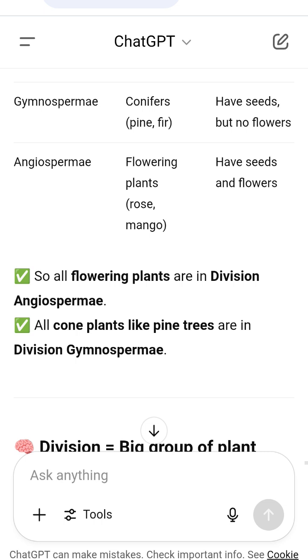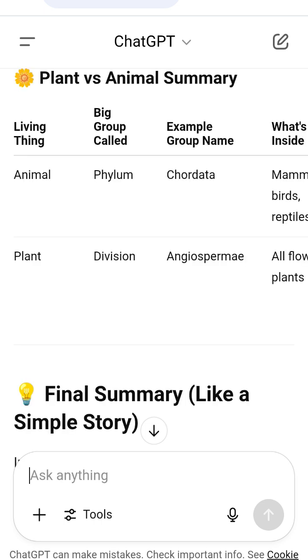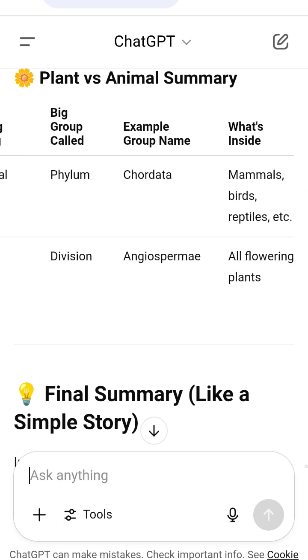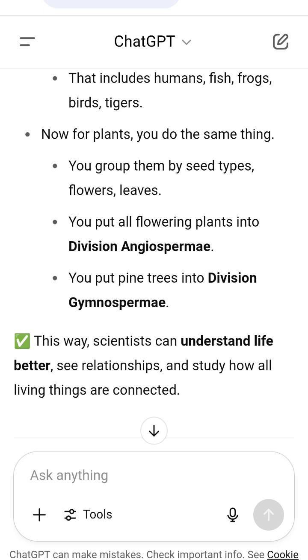Final summary, like a simple story. Imagine you are building a huge tree of life. You want to organize all animals and all plants neatly. First, you group animals based on deep features inside their bodies. If they have a backbone, you put them in phylum Chordata. That includes humans, fish, frogs, birds, tigers. Now for plants, you do the same thing. You group them by seed types, flowers, leaves. You put all flowering plants into division Angiospermae.